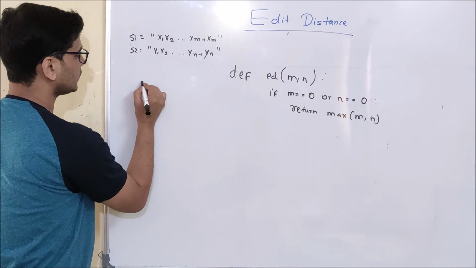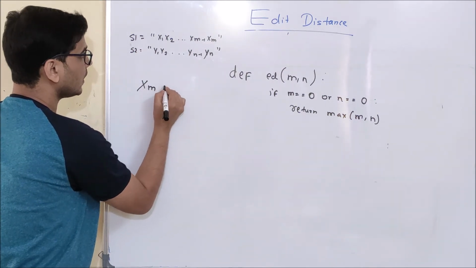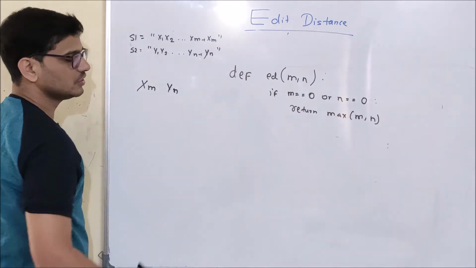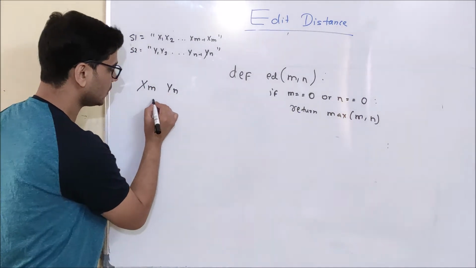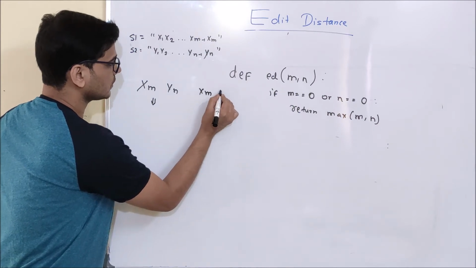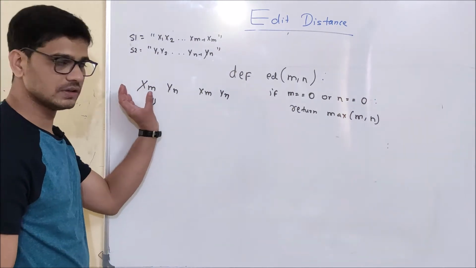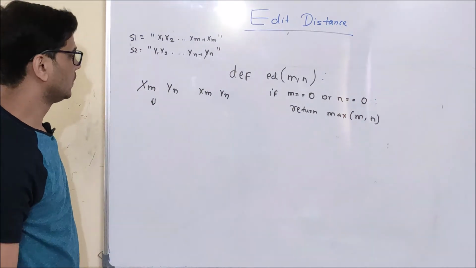So the first case is that suppose I am matching the last characters xm and yn, and these two characters are matching. This is my first case. And the second case will be that I am matching xm and yn, and these two characters will not match. So first I will deal with this particular thing.